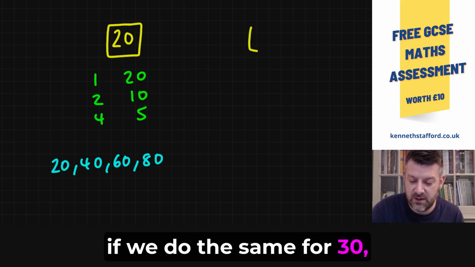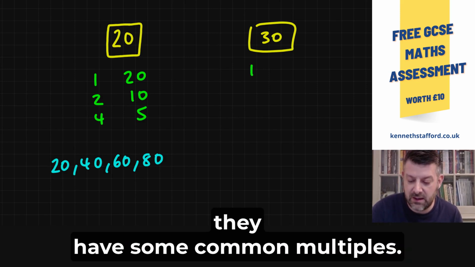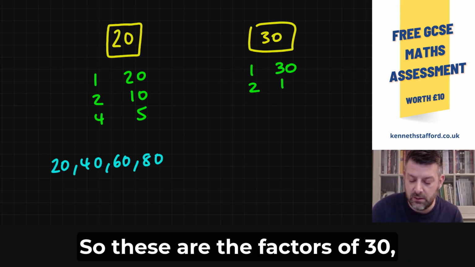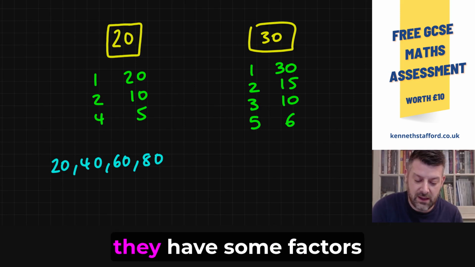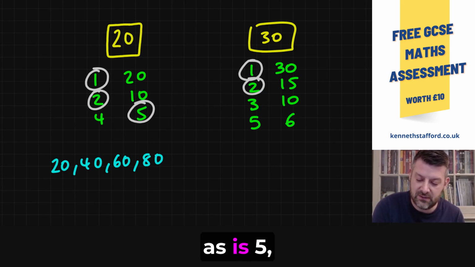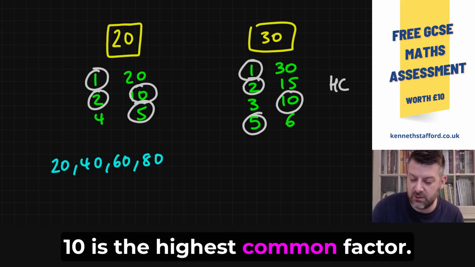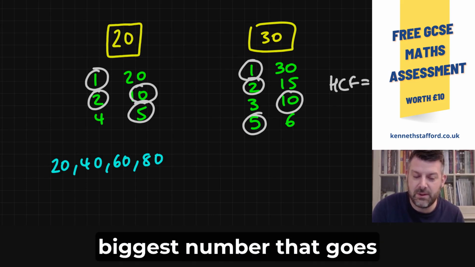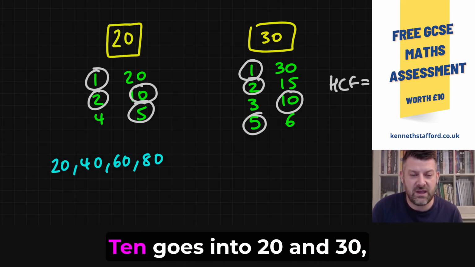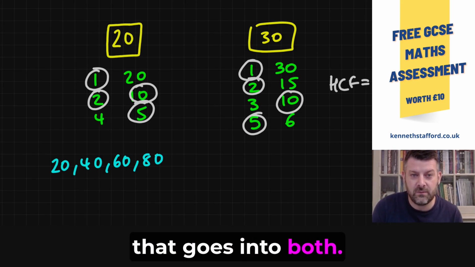Now, if we do the same for 30, what we will notice is that they have some common factors and they have some common multiples. So these are the factors of 30. And if we look, they have some factors in common. 1 is common to both, as is 2, as is 5, as is 10. Now 10 is the highest common factor. What that means is it's the biggest number that goes into both of them. 10 goes into 20 and 30, and there is no bigger number that goes into both.